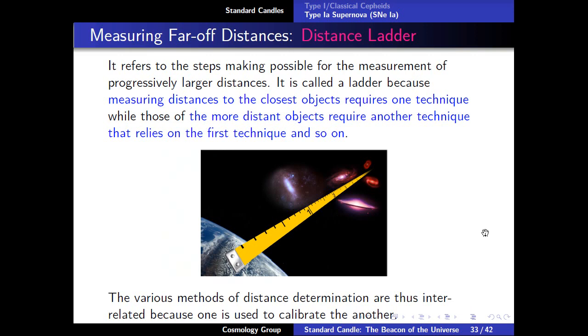Now let us discuss the distance ladder, and this is a way by which we can measure far off distances. So the distance ladder refers to the steps making possible the measurement of progressively larger distances. It is called a ladder because measuring distances to the closest objects requires one technique, while those of the more distant objects require another technique, and that relies on the first technique, and so on. So the various methods of distance determination are interrelated because one is used to calibrate the other.